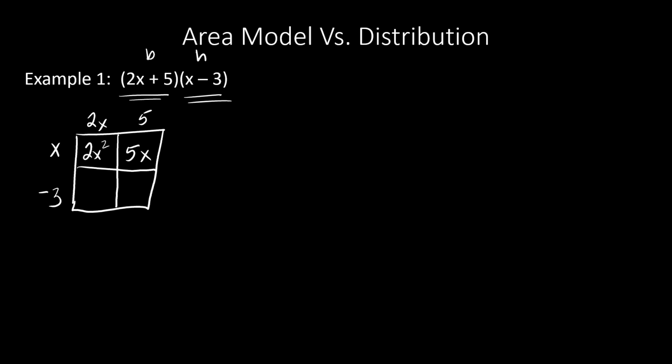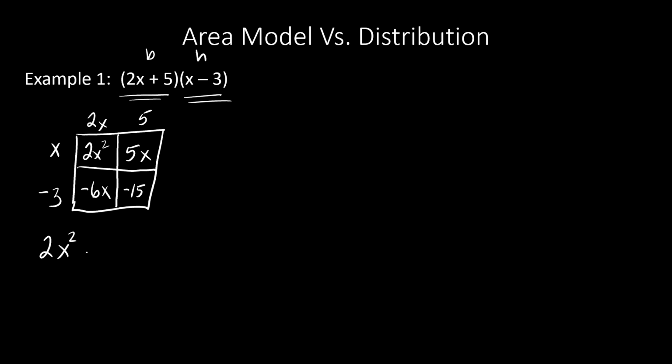Now we have a base of 2x and a height of negative 3. So this area here would be negative 6x. And then the last one has a base of 5 and a height of negative 3. So 5 times negative 3 is negative 15. And then the overall area, remember we're looking for the overall product, would be the sum of those.